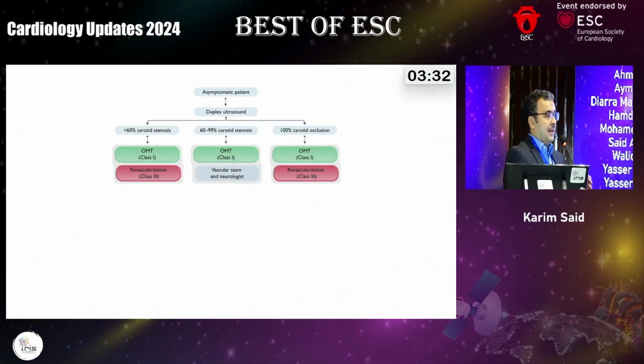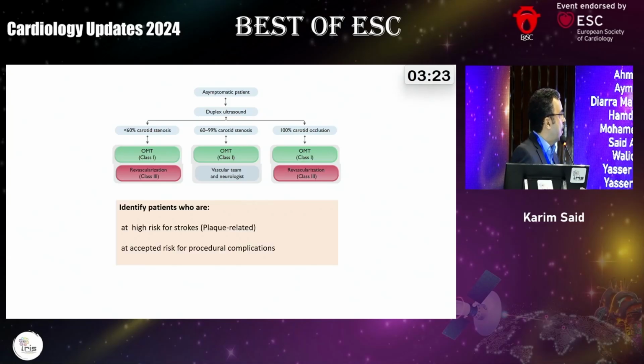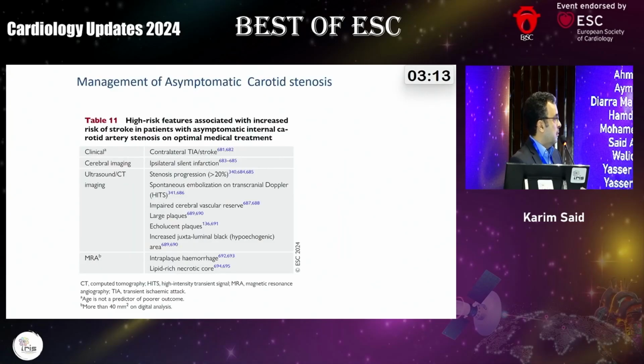Within the first 30 days, it can carry the risk of death or actual stroke. The guidelines, again, give class 1 recommendation for these patients. This is the only class 1 recommendation in patients with asymptomatic carotid artery disease. Then the vascular team, the neurologist, can meet and make a balance between the risk of stroke versus the risk of the procedure itself. And here we can go for some well-defined high-risk criteria.